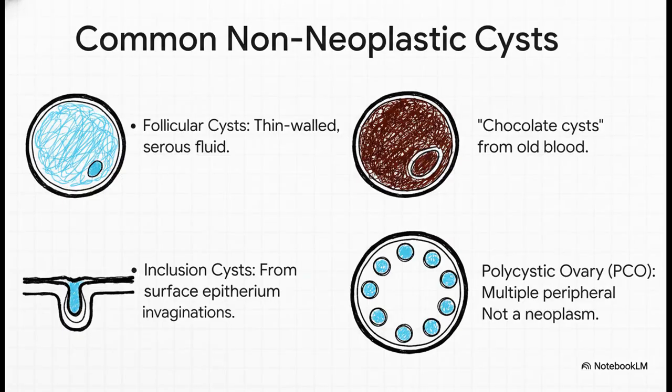Now, before your brain even screams tumor, you have to run through your mental checklist of these common non-cancerous things. These are the great pretenders. Follicular cysts are super common. Endometrioid cysts, the chocolate cysts, are a telltale sign of endometriosis. And, this is a big one, remember that polycystic ovary is a systemic metabolic condition, not a neoplasm itself.